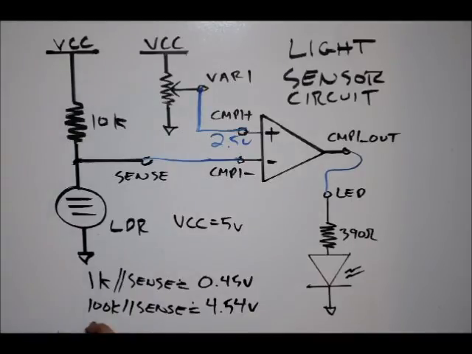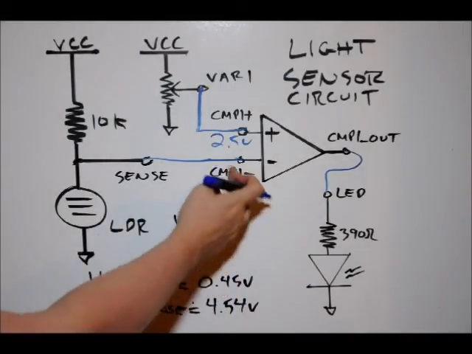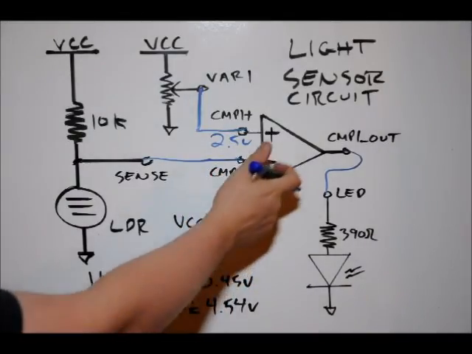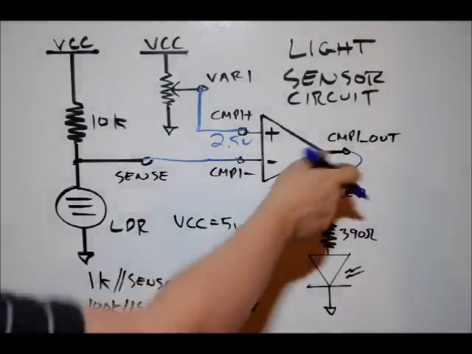And in darkness, 100K, we'll see about 4.54 volts on the sense line, and that's going to the negative input. And so 4.54 volts exceeds our 2.5 volt reference on our positive line. Negative has a higher voltage than our positive. Our output is low. So let's hook this up on our board.